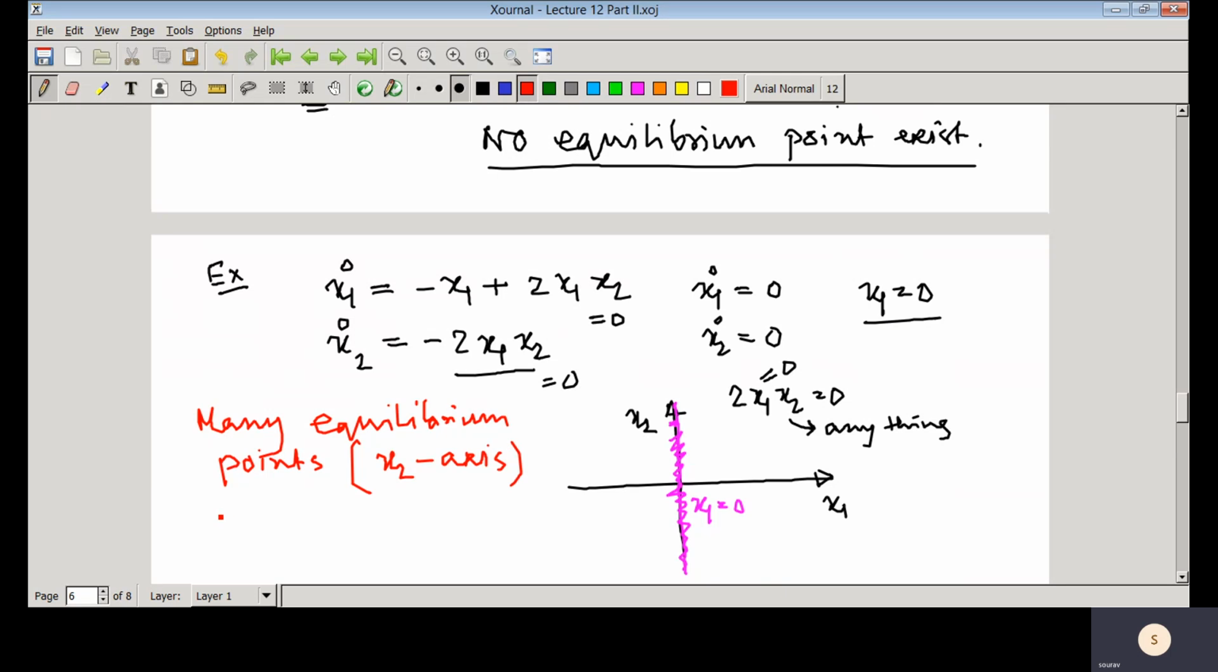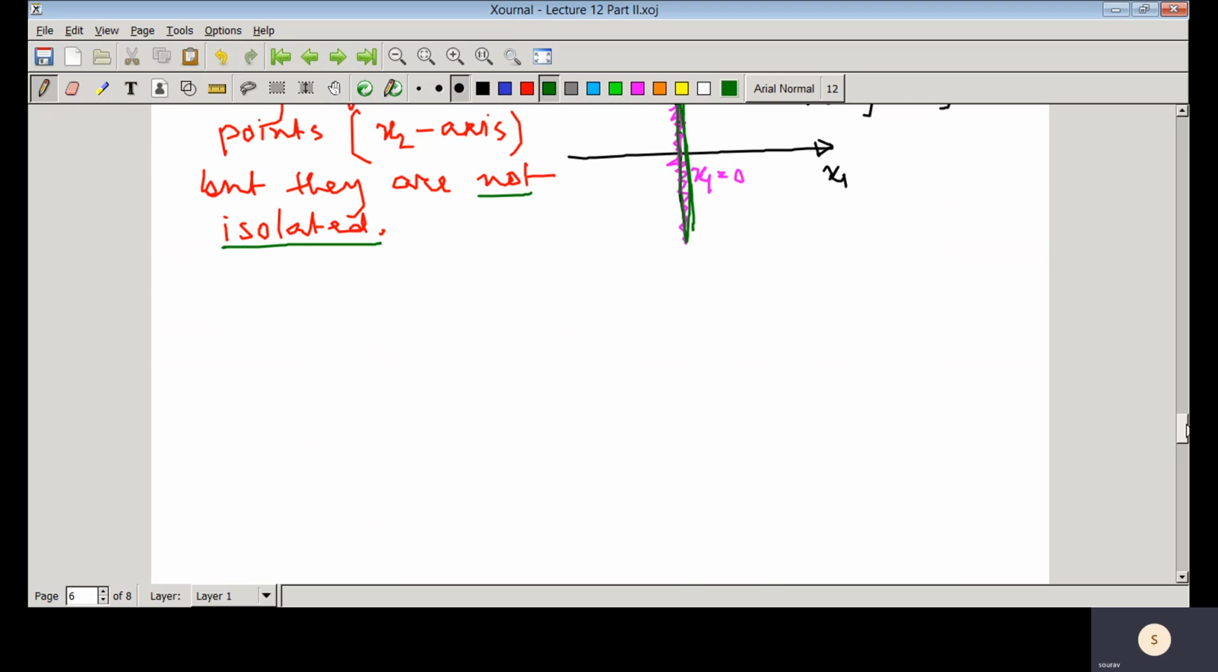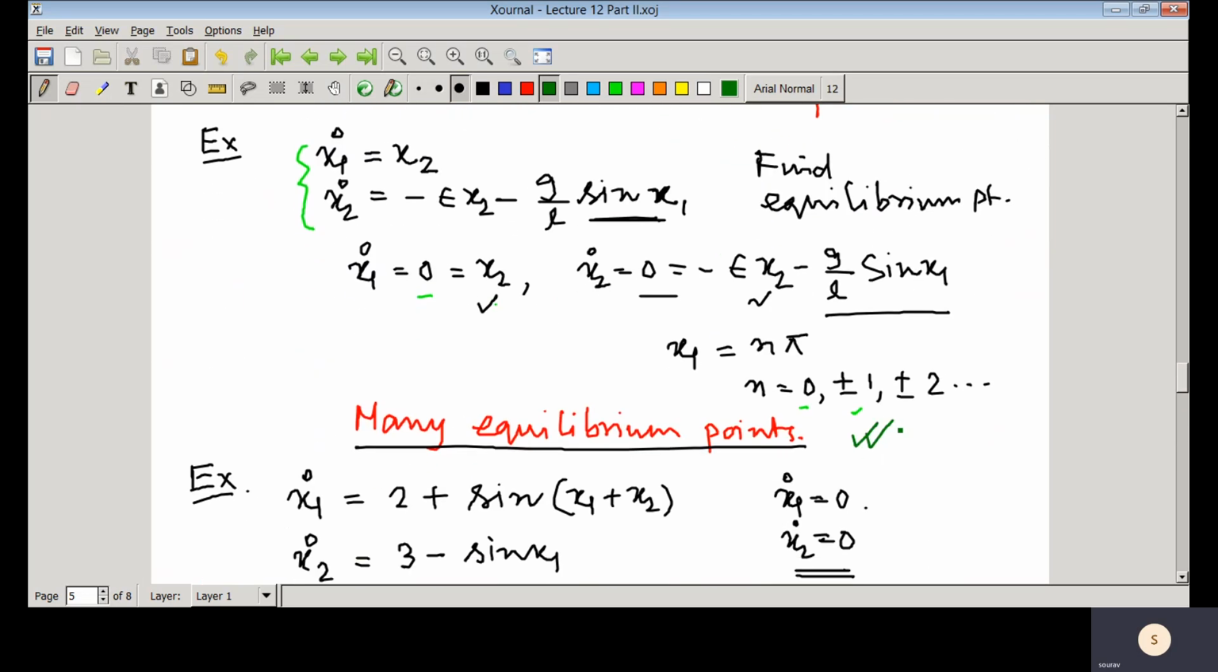So many equilibrium points, but they are not isolated. That is very important. They are not isolated. Here you can see that the whole axis is the equilibrium point, but you cannot isolate that equilibrium point. They are continuum equilibrium points. But if you see example 1, there you can see that those points are actually isolated points: 0, 0; 0, pi; 0, minus pi. They are isolated points.